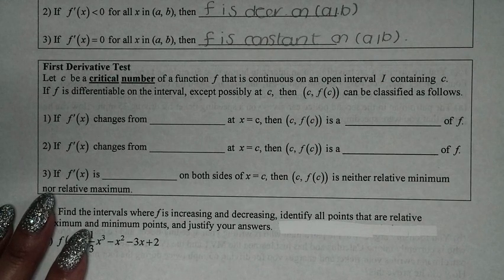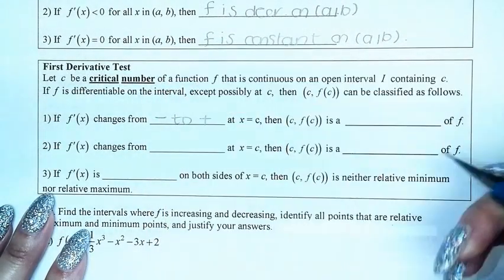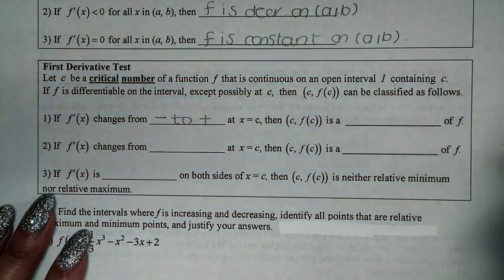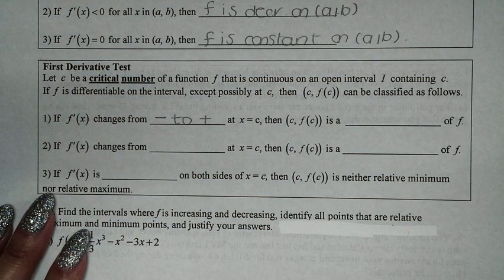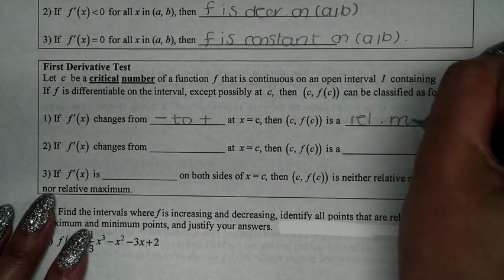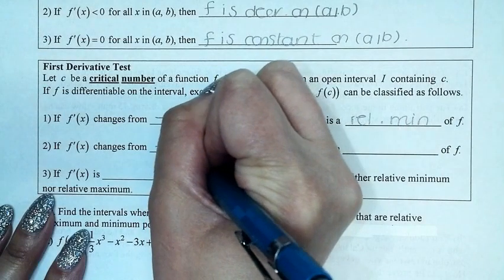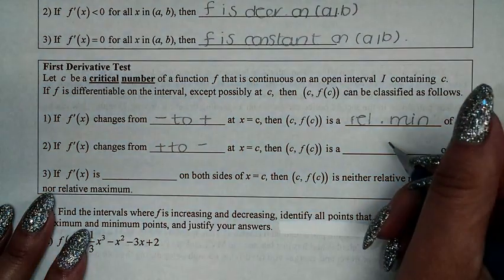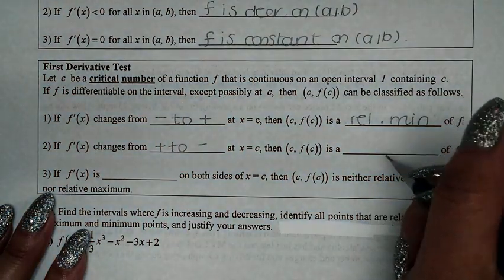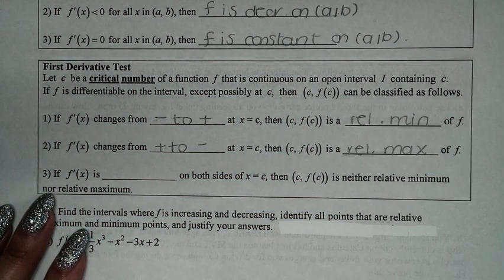If f prime of x changes from negative to positive at x equals c, then the point (c, f of c) is a relative minimum of the function f. If f prime changes from positive to negative at x equals c, then the point (c, f of c) is a relative maximum of the function f.